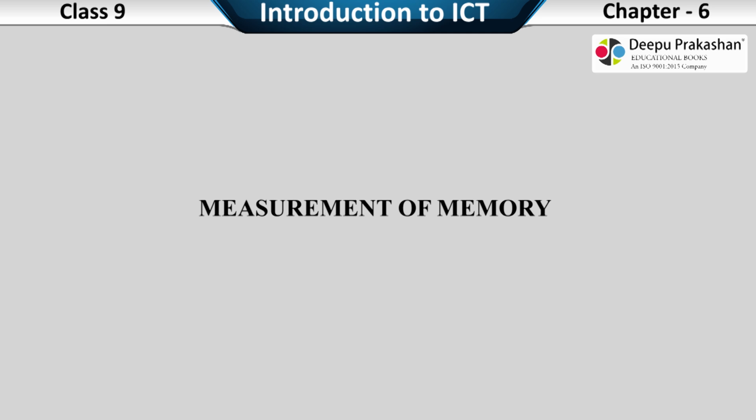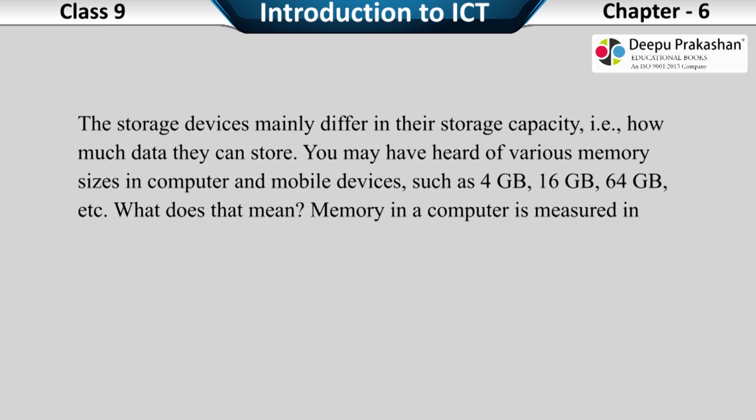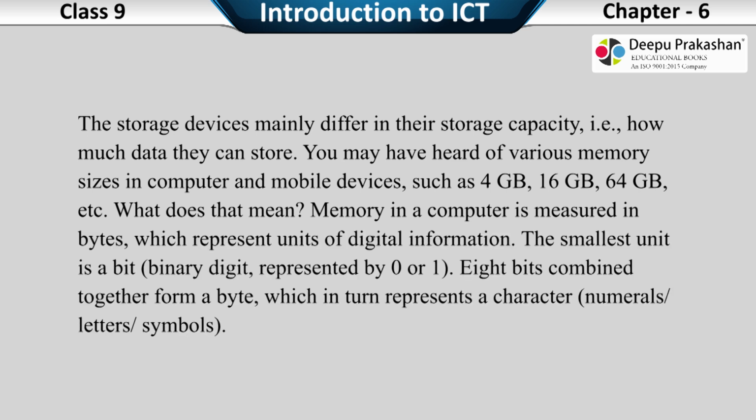Measurement of memory. The storage devices mainly differ in their storage capacity, that is, how much data they can store. You may have heard of various memory sizes in computer and mobile devices, such as 4 GB, 16 GB, 64 GB, etc. What does that mean? Memory in a computer is measured in bytes, which represent units of digital information.